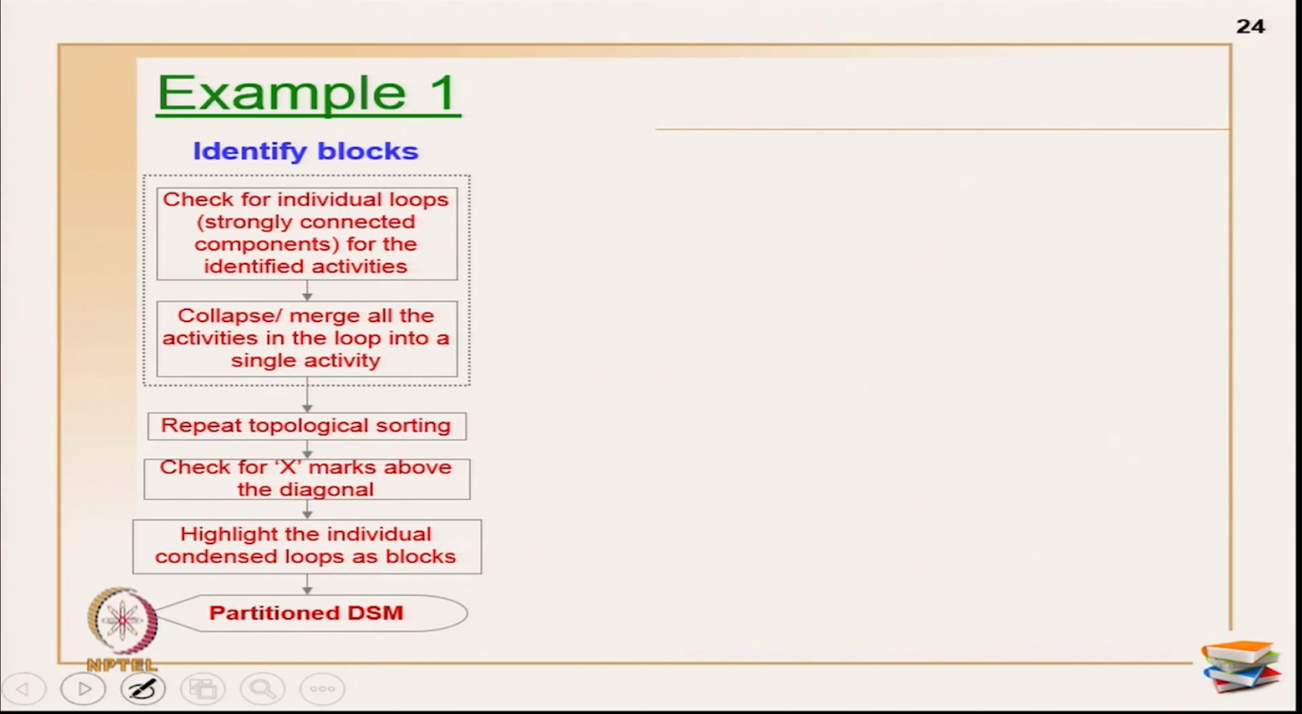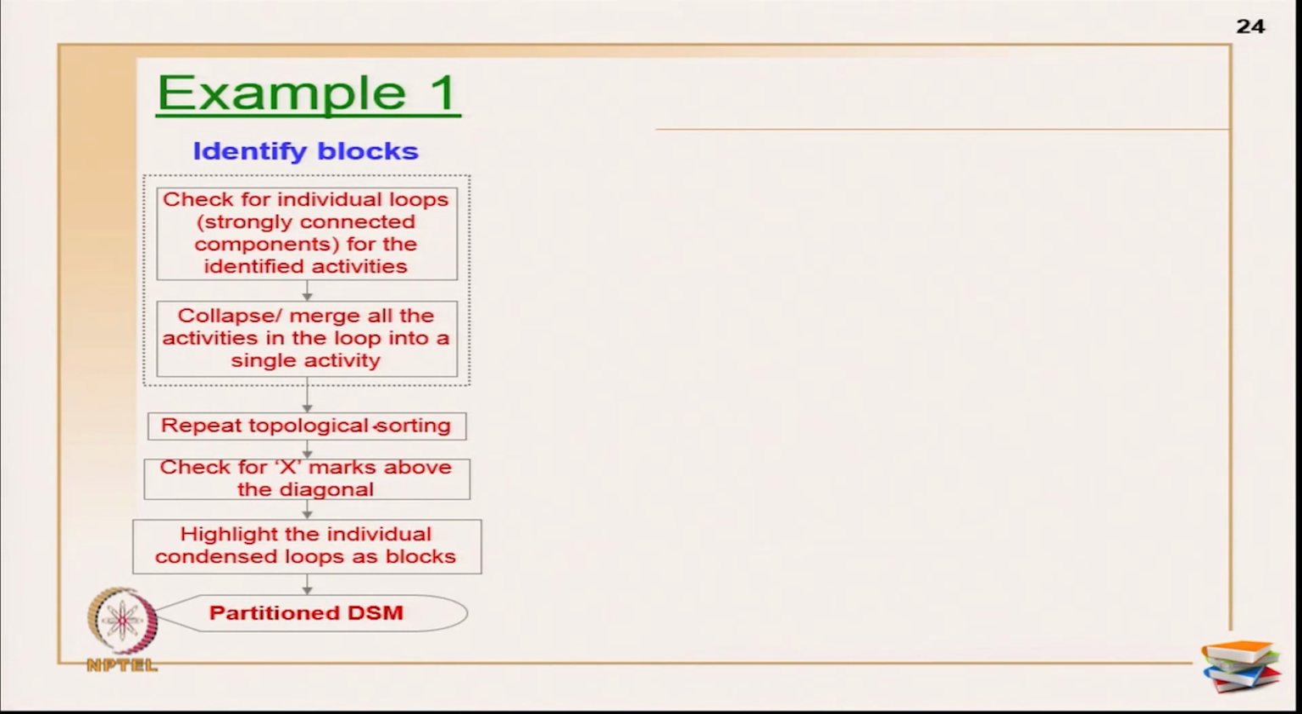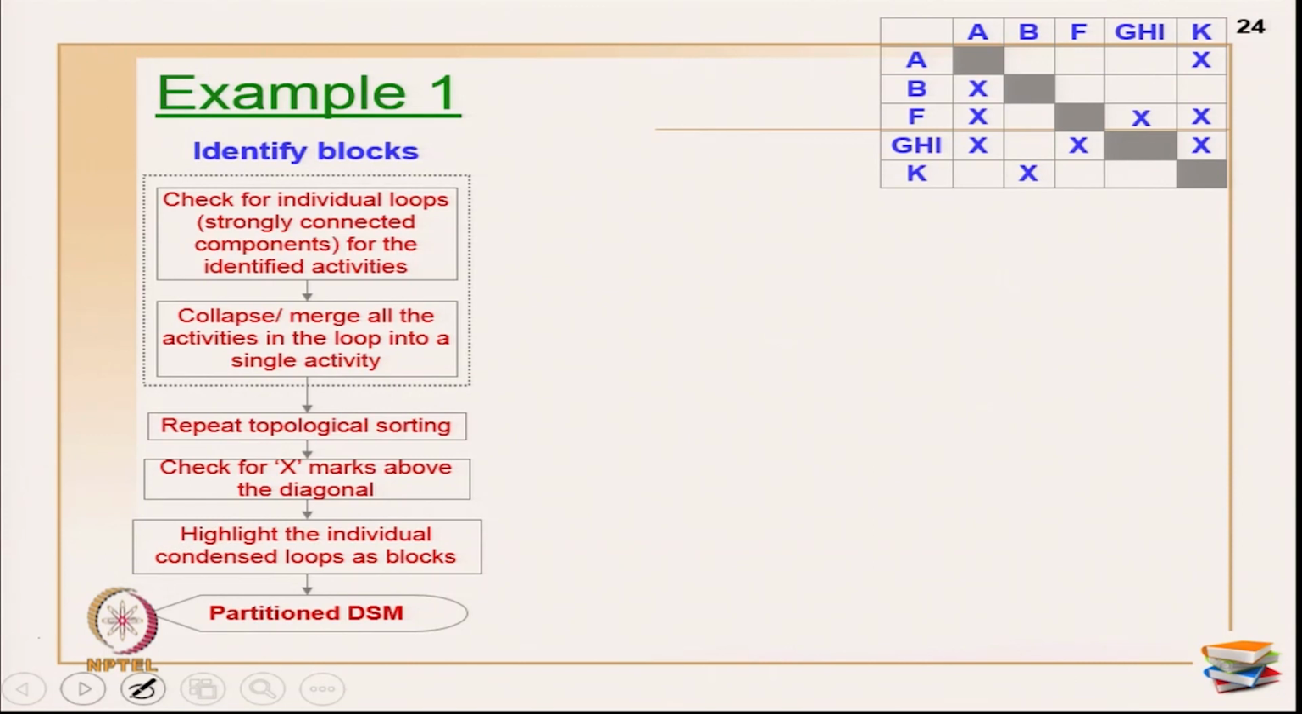So, what you have to do after this? Once you have identified the loops, you get a smaller block within the bigger group, and you have to again do the topological sorting, which is what I have written here. Merge them into a single activity, then repeat the topological sorting, then check for the X marks above the diagonal. Topological sorting generally talks about that only. Highlight the condensed loops as blocks if there is nothing else available. Now, this also goes on in cycles. Let me show you with the example, then you will understand better.